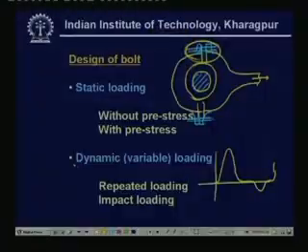We are going to study some design criteria for variable loading. There may be cases where the loading is impact. This occurs, for example, in a punching machine, where impact occurs. Definitely the bolts connecting various parts will also experience some impact load.